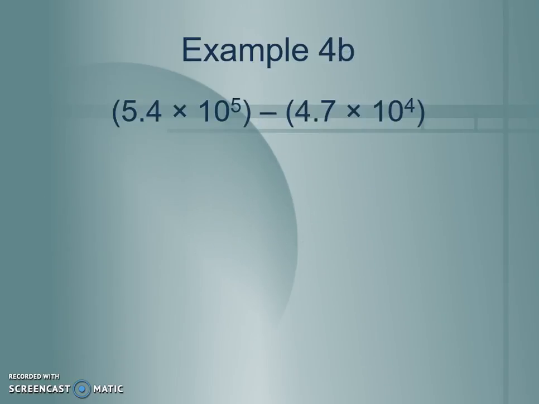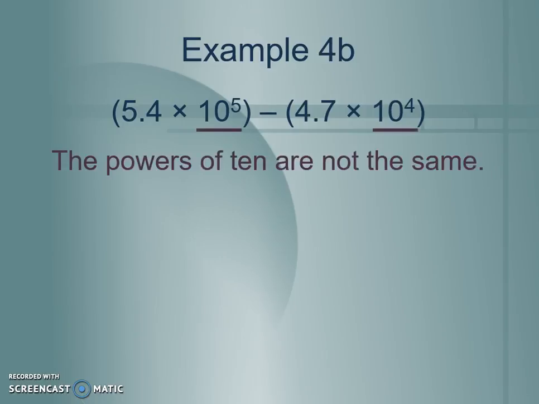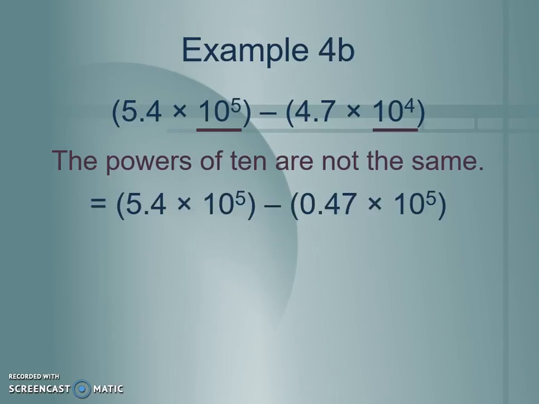4b shows us an example that are not the same powers. We have 10 to the 5th and 10 to the 4th. So we're going to have to make them the same powers before we can do anything. So we could go either way on this. We could either change them both to 10 to the 5th or both to 10 to the 4th. In this case, they are changing them both to 10 to the 5th. If you want, go ahead and pause it and try changing them to both 10 to the 4th and see if you get the same answer.